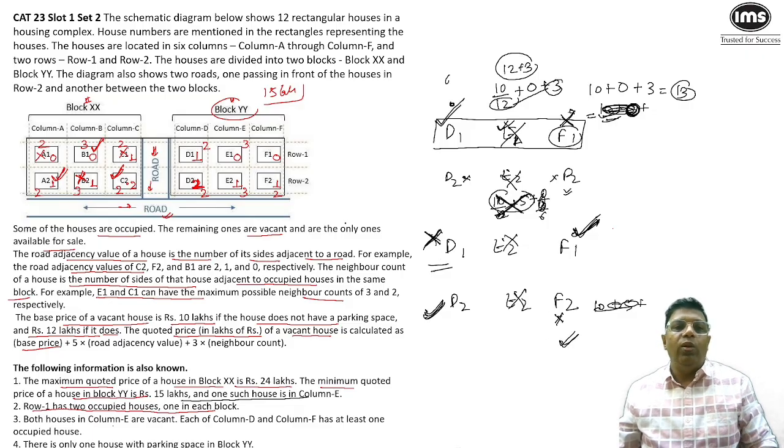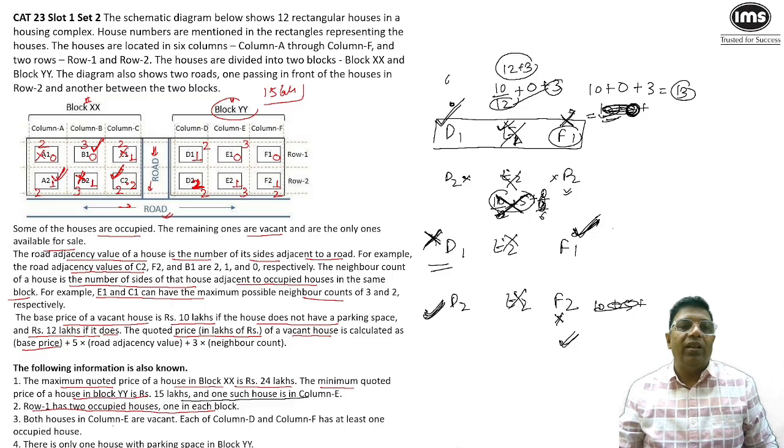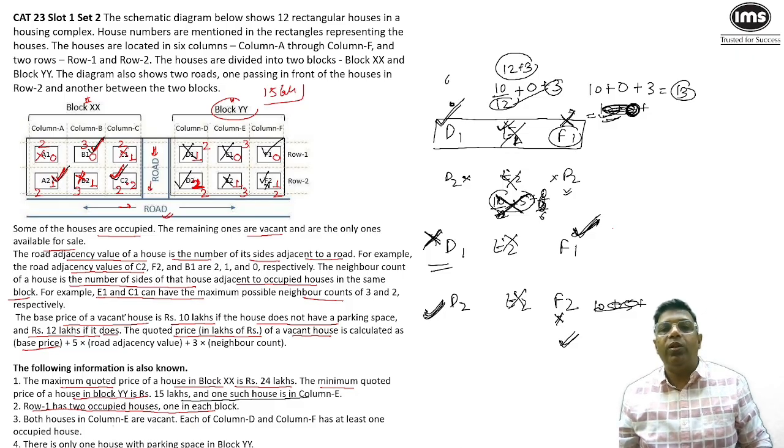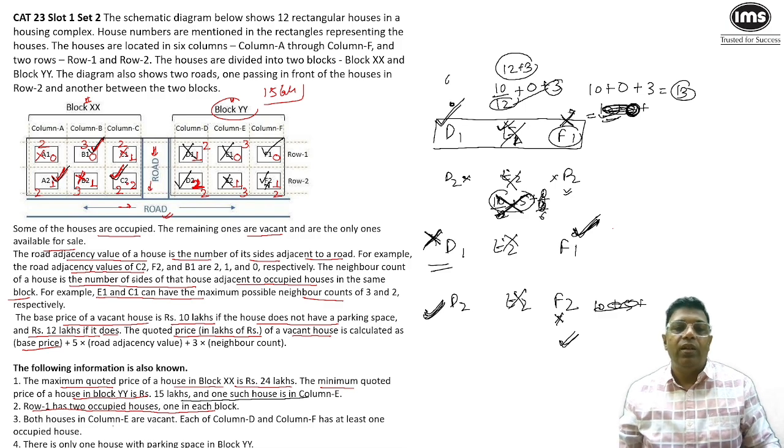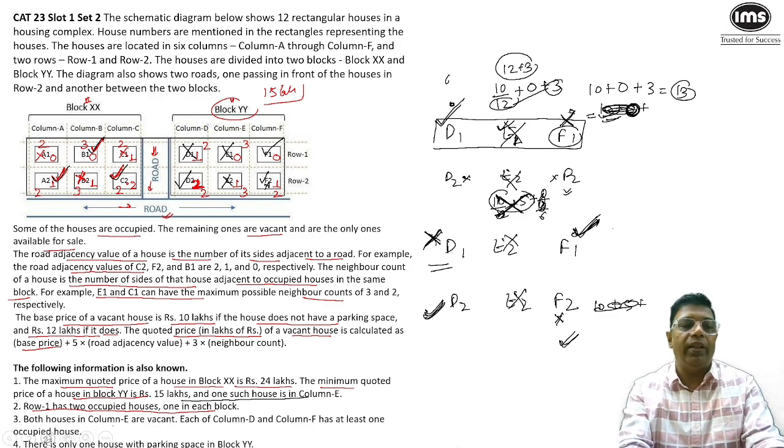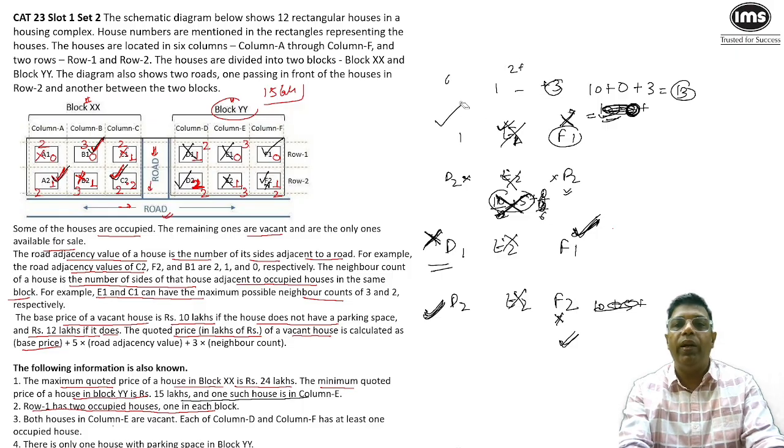So now I know in block XX, A2, C2 and B1 are occupied, rest are vacant. In block YY, D1 is vacant, E1 is vacant, F1 is occupied, D2 is occupied, E2 is vacant, and F2 could be both. And based on that, we have to answer our questions. So hopefully, we will be able to answer them. Let's go one by one. What are the questions?